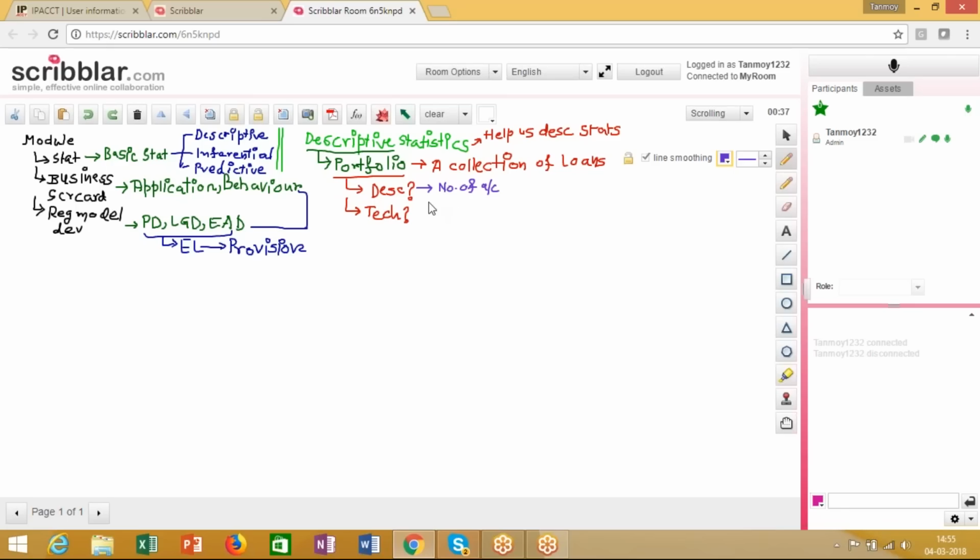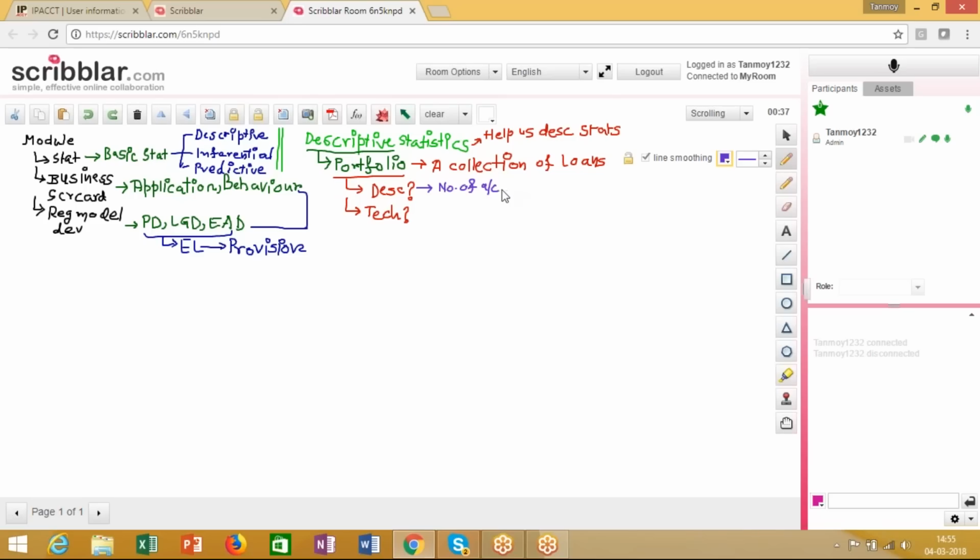So the first and the most basic measure of assessing the portfolio behavior is the number of accounts. The larger the number of accounts over time, or by looking at the rate of increase of the number of accounts, you will be able to identify how the portfolio has grown over a period of time.